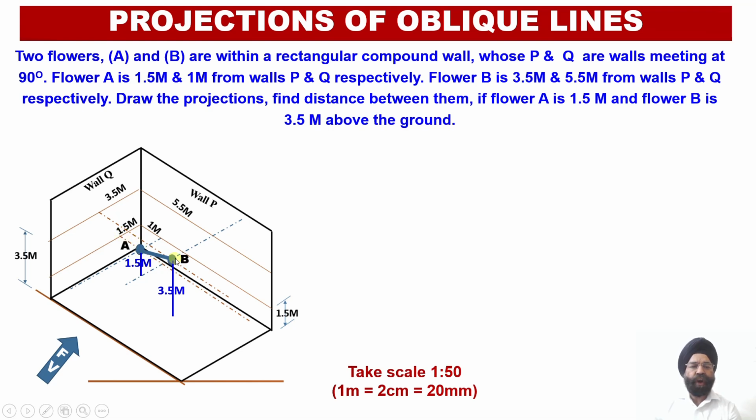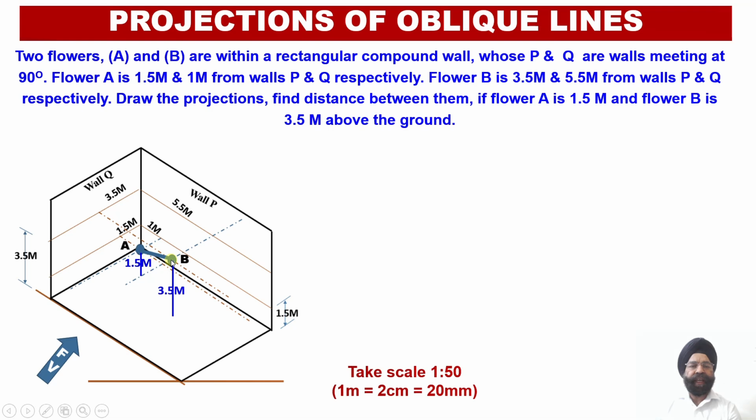Whereas in case of flower B, the coordinate locations are as follows. Flower B is located at a height of 3.5 meters above the ground, at a distance of 3.5 meters in front of the wall P and 5.5 meters in front of the wall Q. So all three X, Y and Z coordinate locations corresponding to flower B are also available with us.